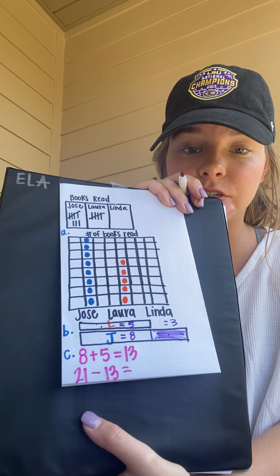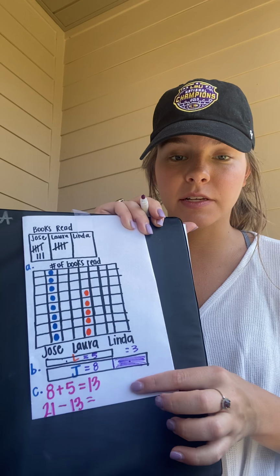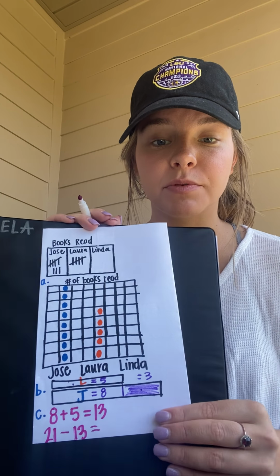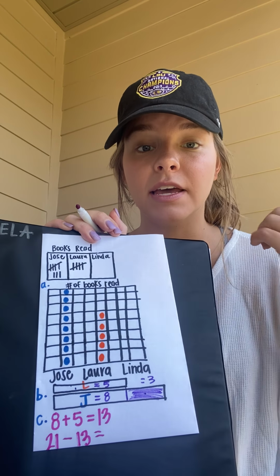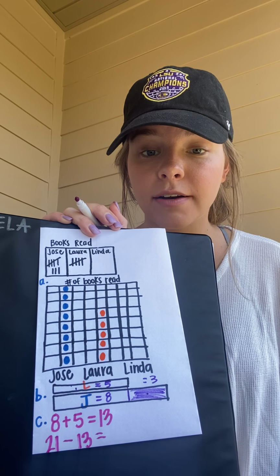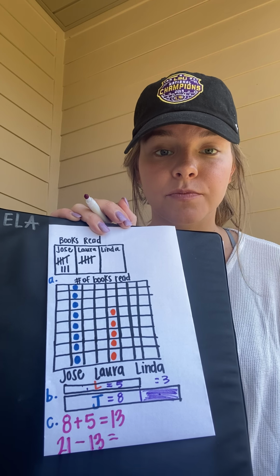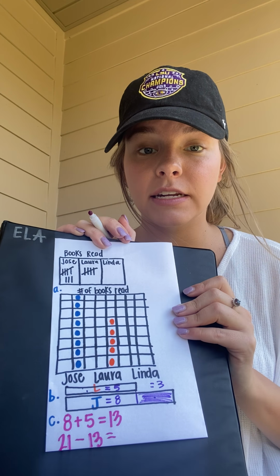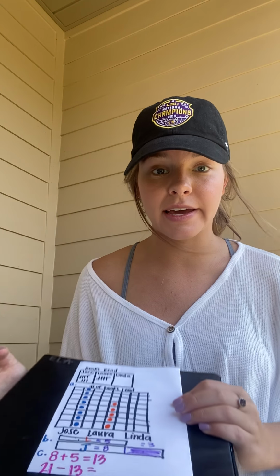21 minus 13. I'm just going to count up because I'm running out of room for a strategy. But remember our strategies. You can do a place value chart, base 10, whatever you want to do. So I'm going to count up from 13 until I get to 21 and see what my answer is. Ready? 13, 14, 15, 16, 17, 18, 19, 20, 21. So we know that Linda read 8 books also.